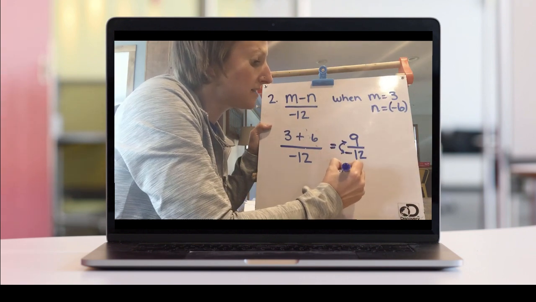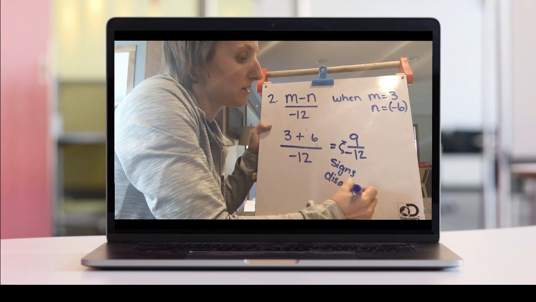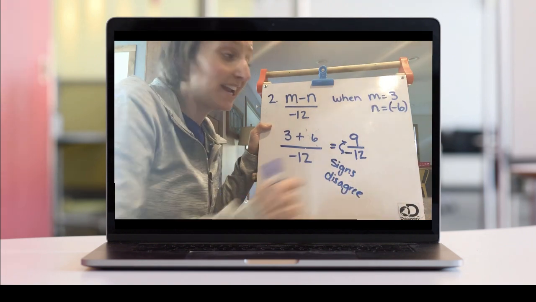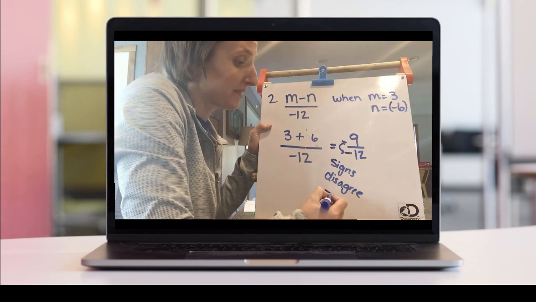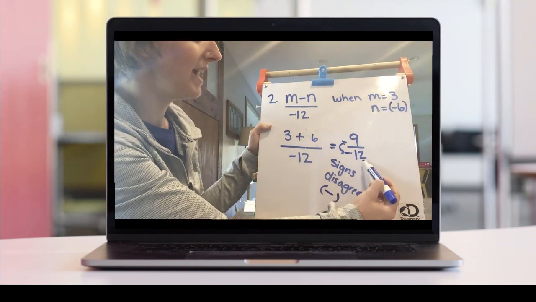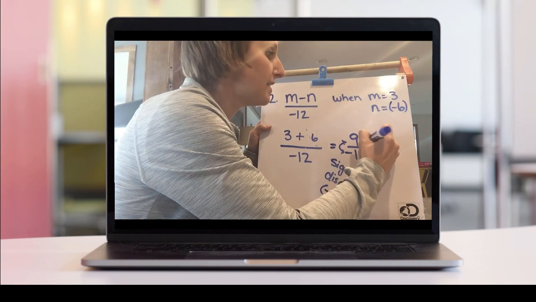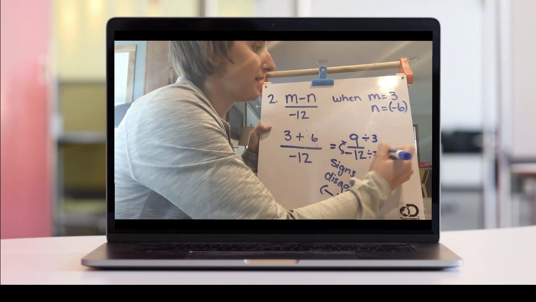The signs disagree. What does that mean? My final answer is going to have a negative in it, right? So what does a factor of 9 and 12 share? They share 3. Divide by 3, divide by 3.